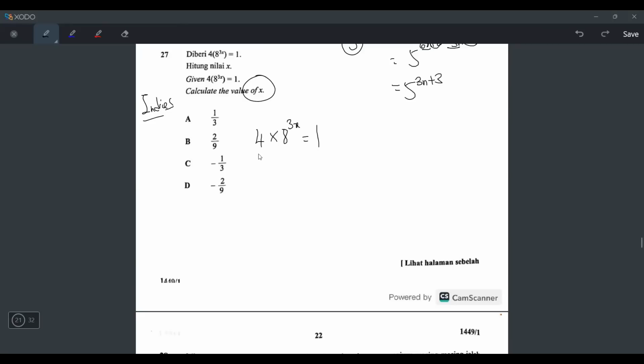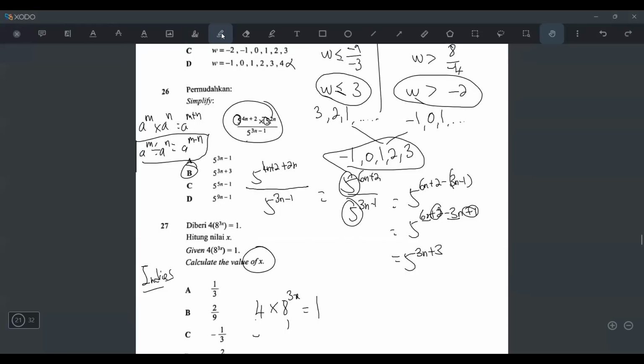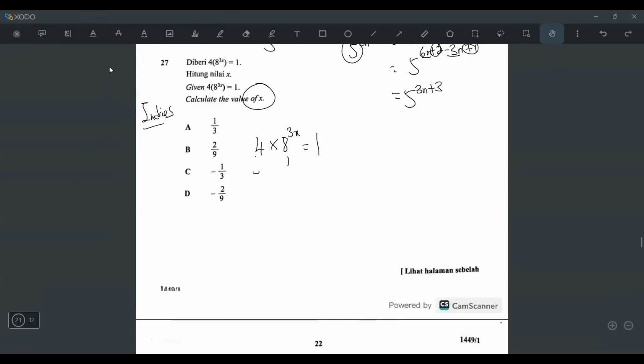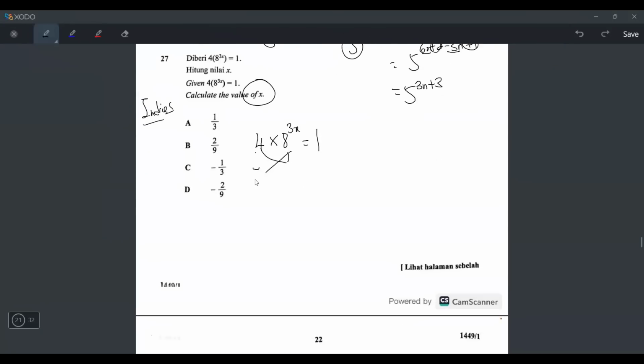Okay, if it's me, I will change all this to same base. You know why I change to same base? Because look at question 26. When we multiply with same base, the power we can plus. When we divide with same base, the power we can minus. But what if it's not same base? Then nothing I can do here. You cannot take 4 times 8 become 32. Cannot do that. Because if there's power, you can't do that.